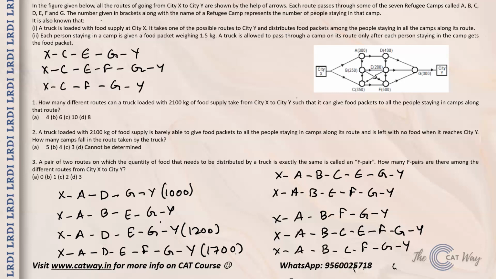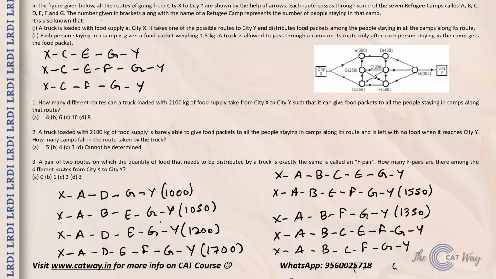Then you go to XAB. So EGY will take you to a total of 1050 people. Okay. Then if you go from XAB, then you go to EF, and then you go to GY, you will have 1550 people. Whereas if you go from XABF, X and G and Y, then you have 1350 people.